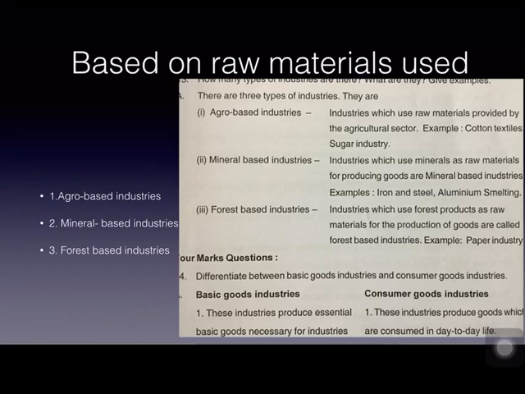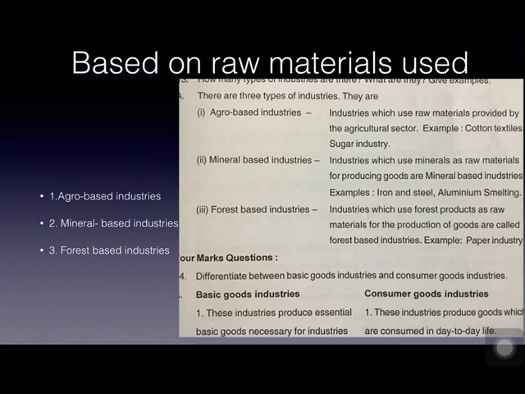So, all the industries which use raw materials provided by the agricultural sector, the jute industry, sugar industry, all these are agro-based industries. And the second one is mineral-based industries. If minerals or ores are used as raw materials, those are called mineral-based industries. Industries which use minerals as raw materials for producing goods. Example, iron and steel, aluminum smelting, and there are many more examples.